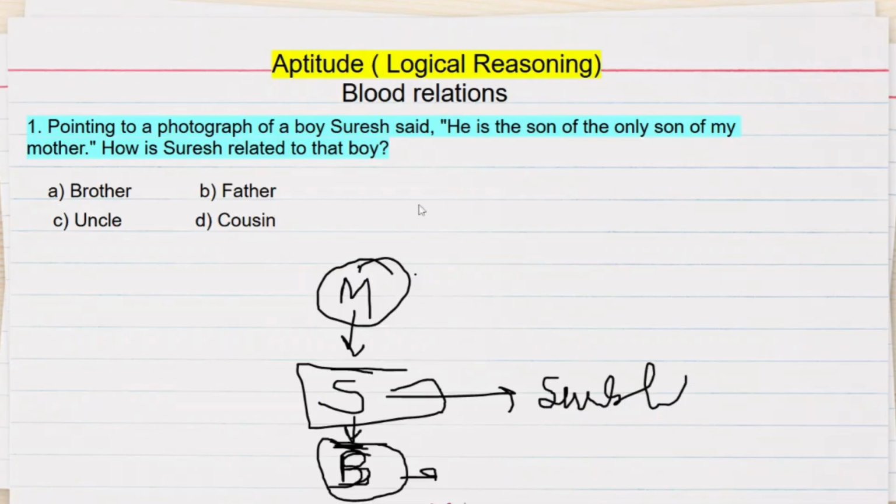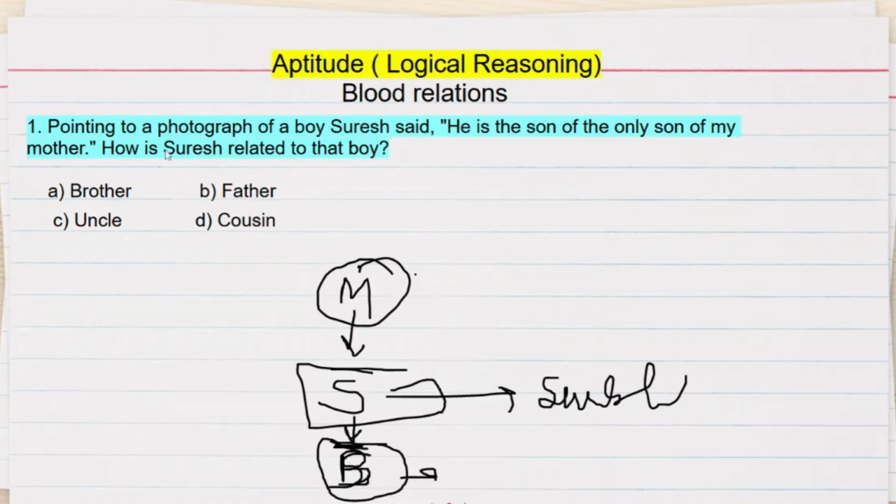Right? He said my mother. So this is Suresh's mother. Son of my mother is Suresh itself. And the son of the only son means Suresh's son. And he is what? He is the boy, pointing to the photograph of the boy.